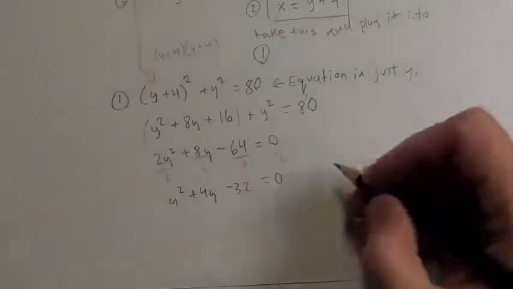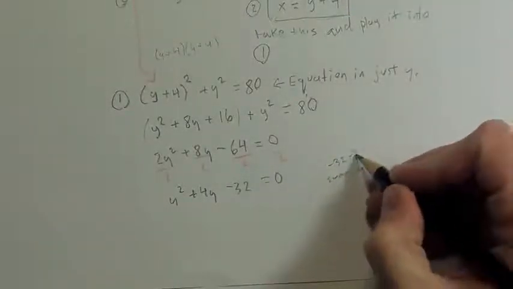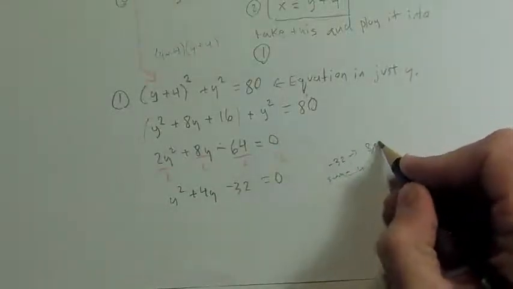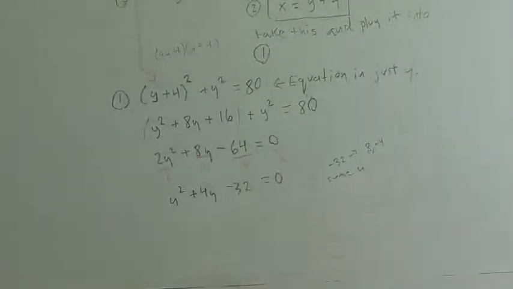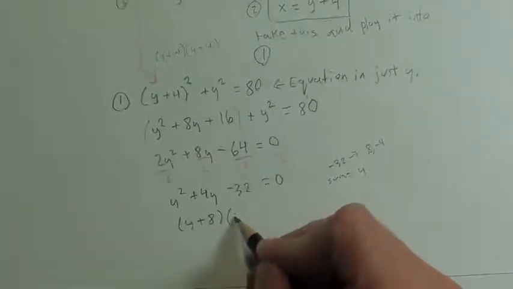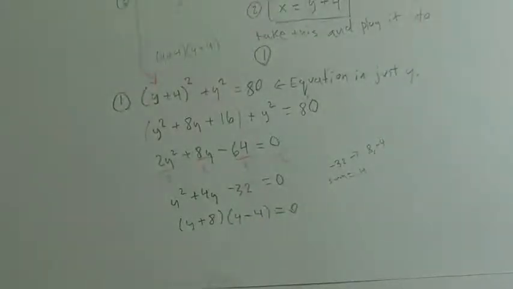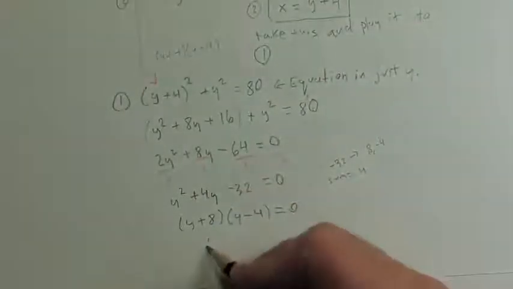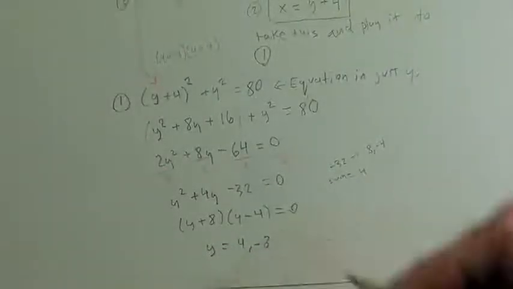And I believe this factors. We want factors of negative 32 that sum up to equal 4. Let's say 8 and negative 4. 8 times negative 4 would be negative 32, and 8 minus 4 would be 4. So this factors into y plus 8 times y minus 4. You can always use the quadratic formula or however you want to solve this. And so we get that y is equal to 4 and negative 8.